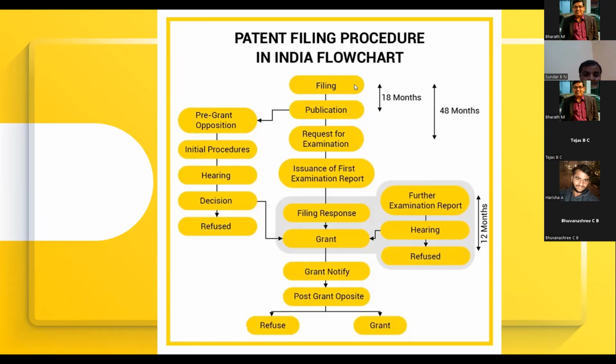In the pre-grant opposition, there are some processes. The initial procedure will be done, the hearing also will be done, and a decision will be taken. After the decision, the patent will be granted. If it does not meet the criteria, it can also be refused. And if it is refused, you can go to the Intellectual Property Appellate Tribunal, as I told you already.